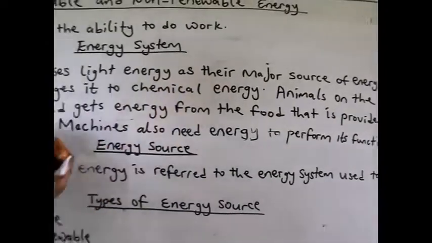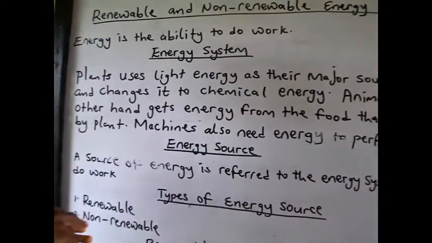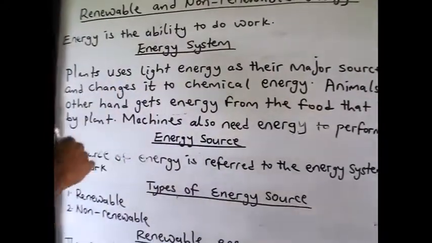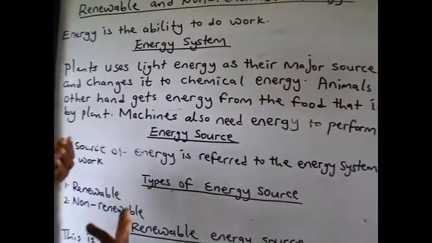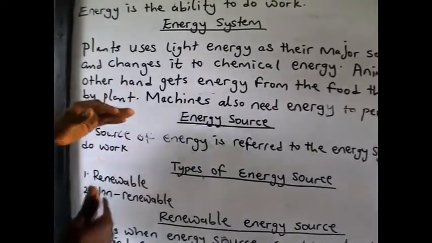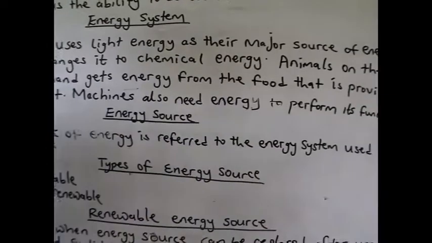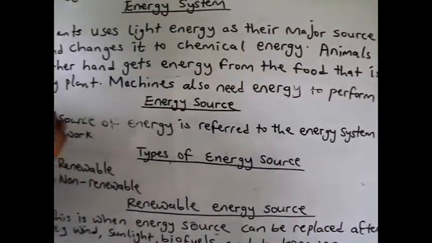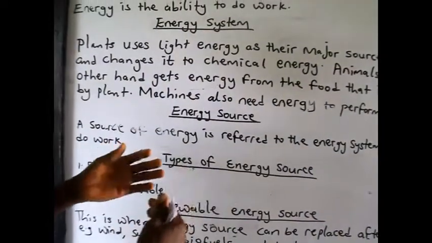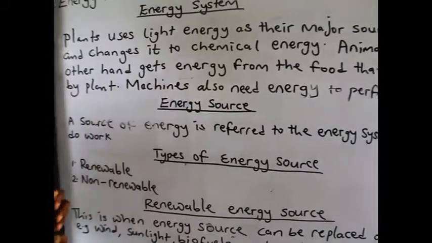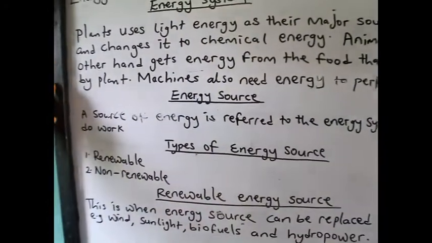When animals feed on these plants, the energy is transferred. You can now see that the energy started from sunlight, converted to chemical energy, and animals absorb it as chemical energy. And that is how this energy is transferred. That is why we said it is a system. So energy system is the transfer of energy from one form to another that is usable by plants and animals.